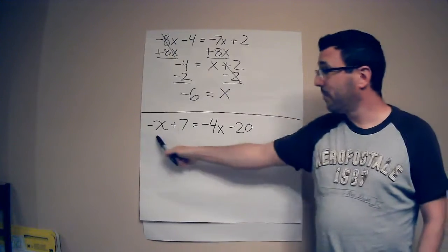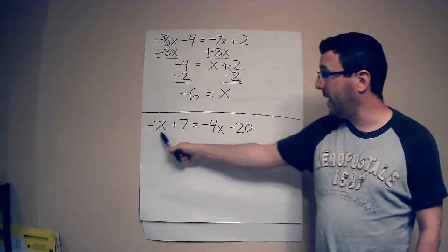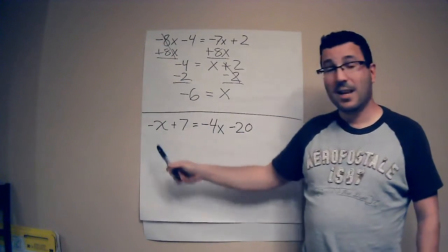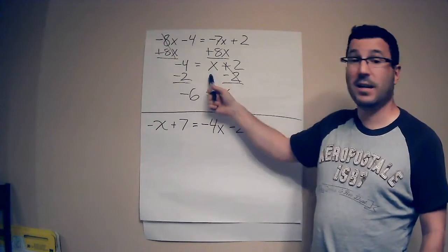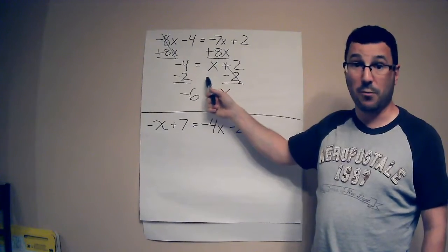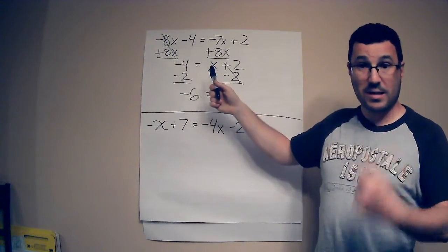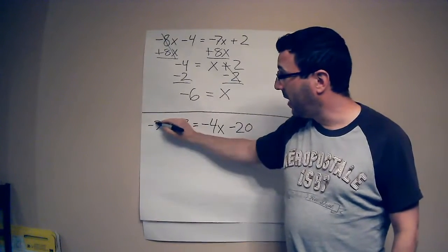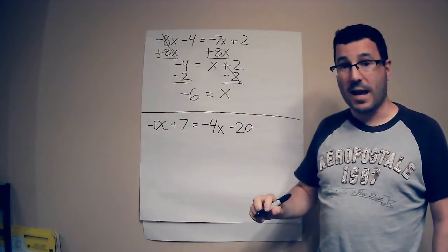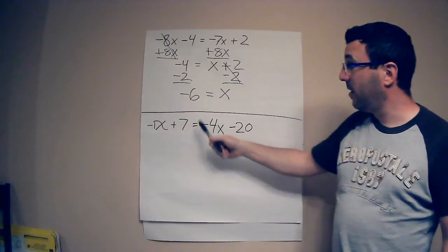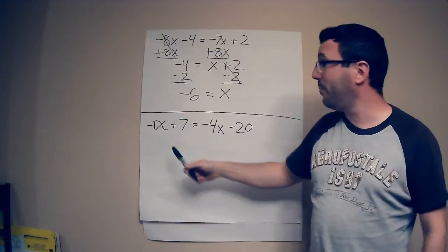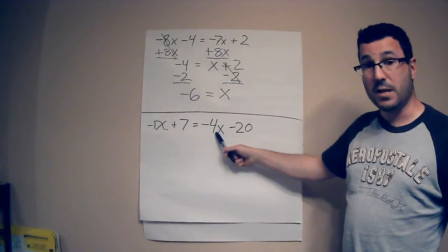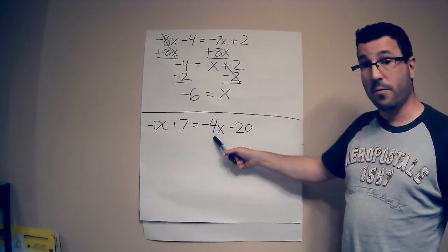So this one, I chose this one because we have here negative x plus 7 equals negative 4x minus 20. As I was saying here, when I have an x that doesn't have a number in front of it, I can think of it as a 1. If I have an x that only has a negative there, I can think of it as a negative 1x. So I look here, and again I say, which hole is deeper? A hole that's 1 foot deep, or a hole that's 4 feet deep? A hole that's 4 feet deep.